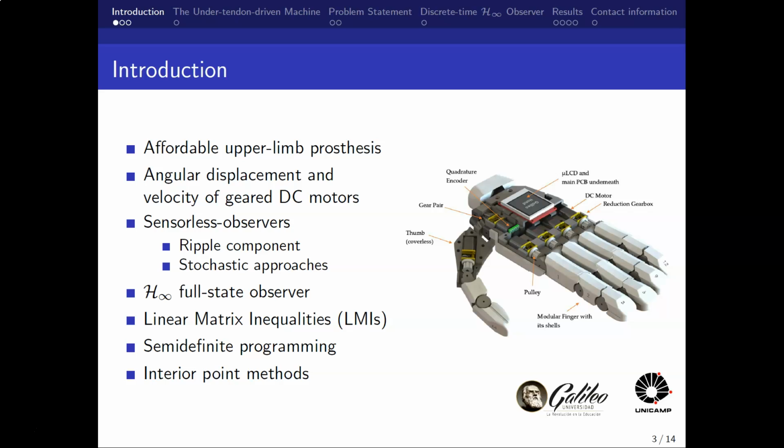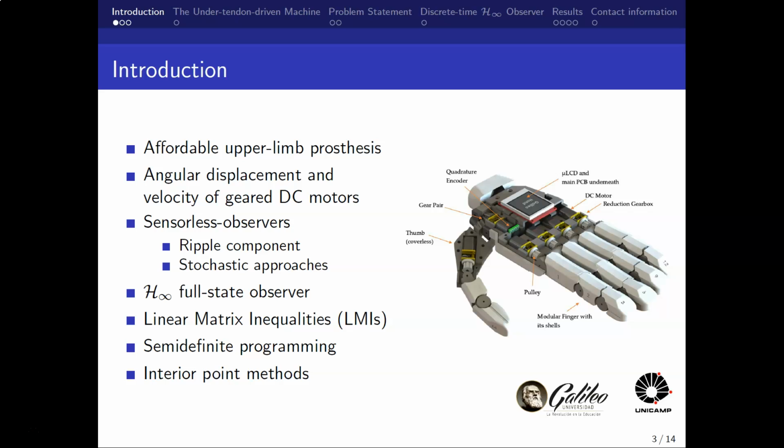Sensorless observers are typically divided in two groups. The first one estimates the angular speed of the shaft based on the ripple component of the measured signal. The second one is based on the dynamic linear model of brushed DC motors, specifically based on stochastic dynamical systems, such as the Kalman filter and its respective variations. However, these errors need to be modeled as Gaussian white noise, which causes some issues in real applications.